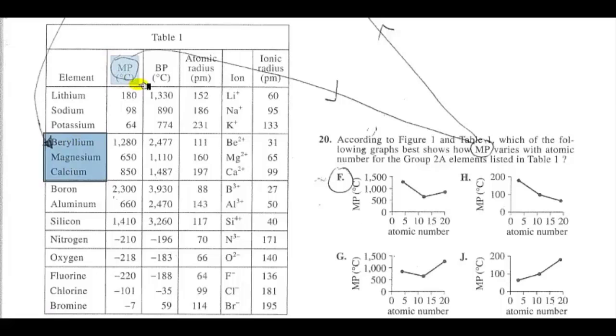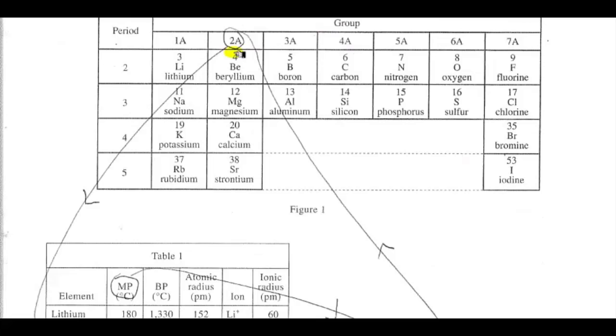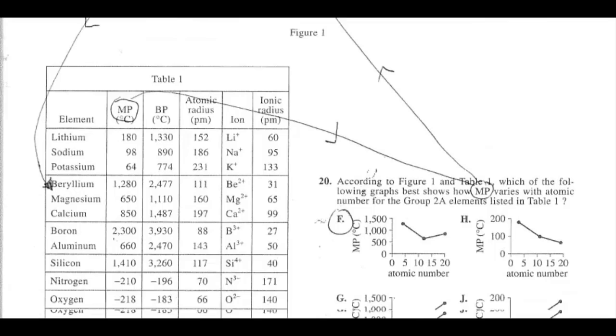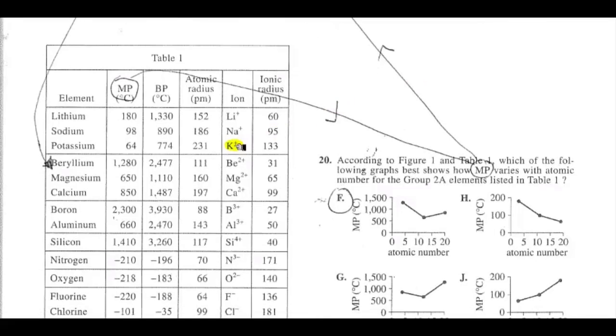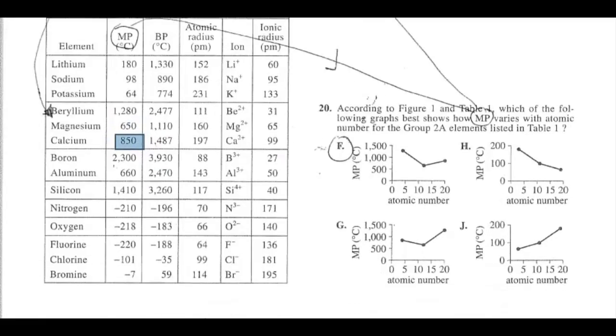Now, here's the first column that we're interested in, melting point. We see that with Be, beryllium, which has atomic number 4, it is 1280. Then, as we increase to magnesium, remember up here we went Be 4, now to Mg 12, and Ca 20 is also increasing. Be is 1280. Now we drop down to 650, and then for the last one, calcium, we go back up to 850. Let's go ahead and look over at our answer choices.